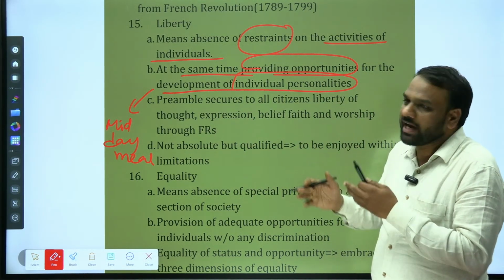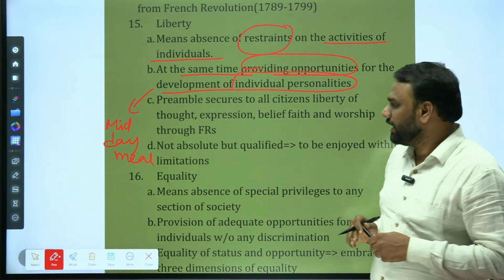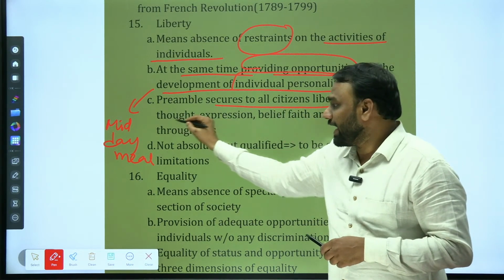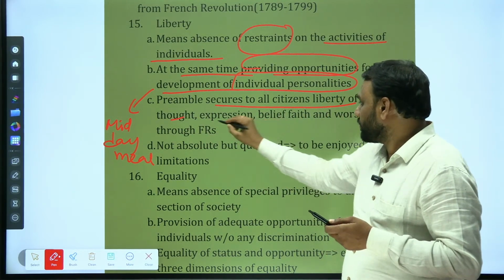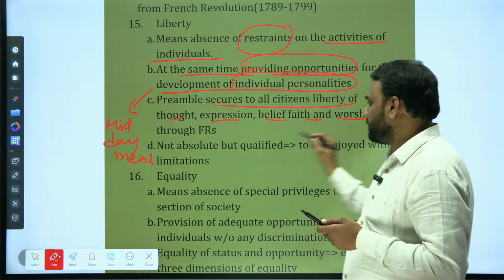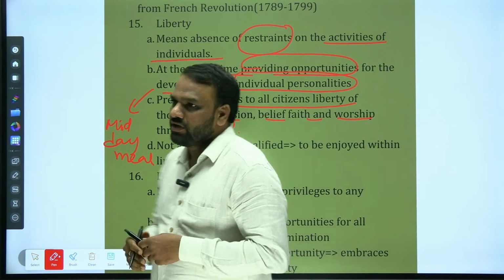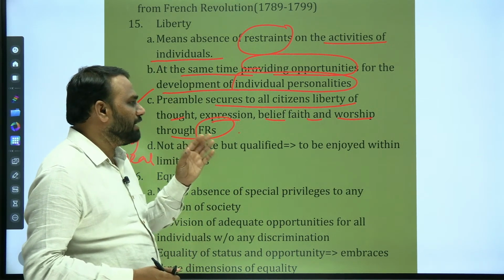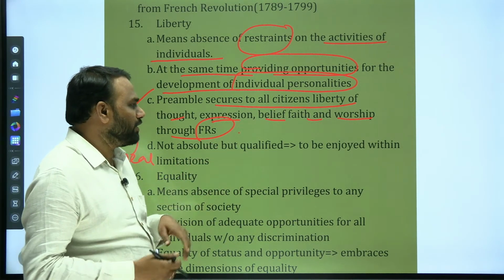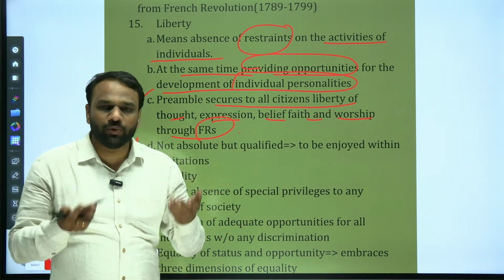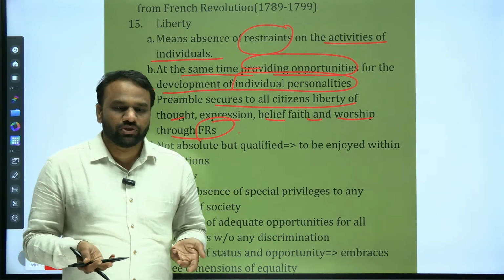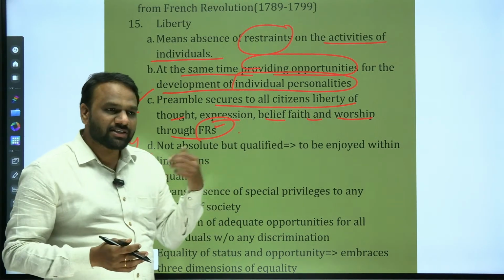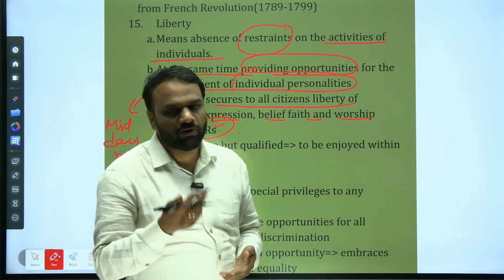So somewhere, directly or indirectly, it is linked to liberty. Okay, liberty. Next, the preamble secures to all citizens liberty of thought, expression, belief, faith, and worship, through fundamental rights. So belief, faith, and worship means which religion you want to follow, in which God you want to believe. That freedom is left to you. So how is it ensured? It is ensured through fundamental rights. We will be discussing all these issues in detail when we start discussing fundamental rights.